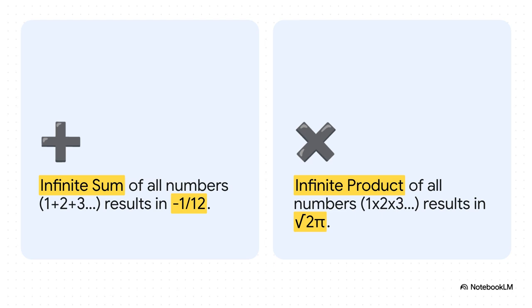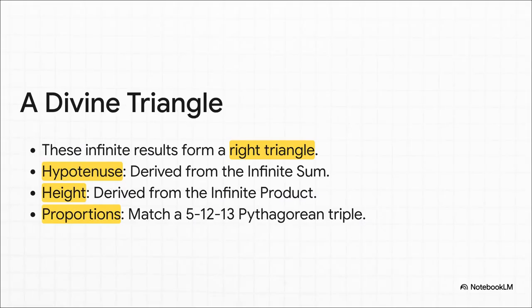Now the theory says these aren't just mathematical quirks. They're clues that infinity itself has a hidden structure. So what does he do with these bizarre numbers? Well, he doesn't see them as just numbers. He sees them as the building blocks for a very specific shape. He maps these values out and claims they form a perfect 5, 12, 13 right triangle, one of the most fundamental shapes in all of geometry.